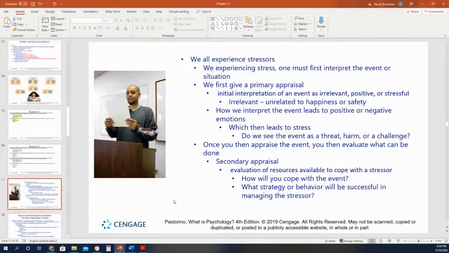So let's move on to section 2. There are a couple of things you do once you find out you're in a stressful event. Like I said, we all go through stressors. So let's break this down on our whiteboard. So let's say you find out you have a speech to do in class tomorrow.